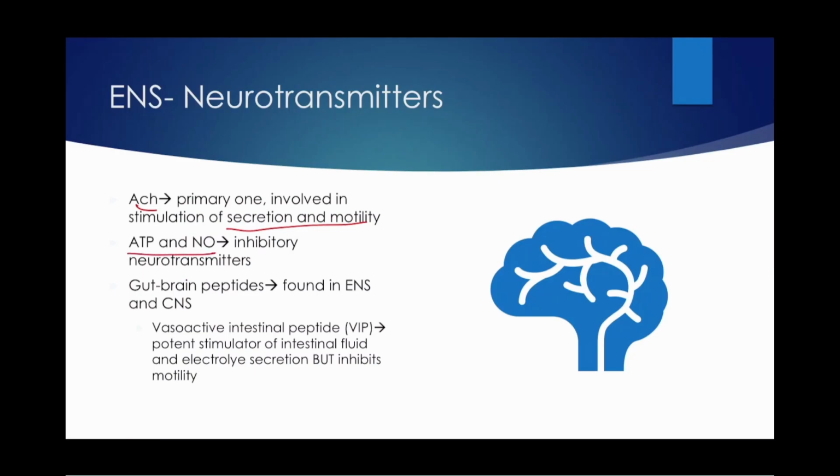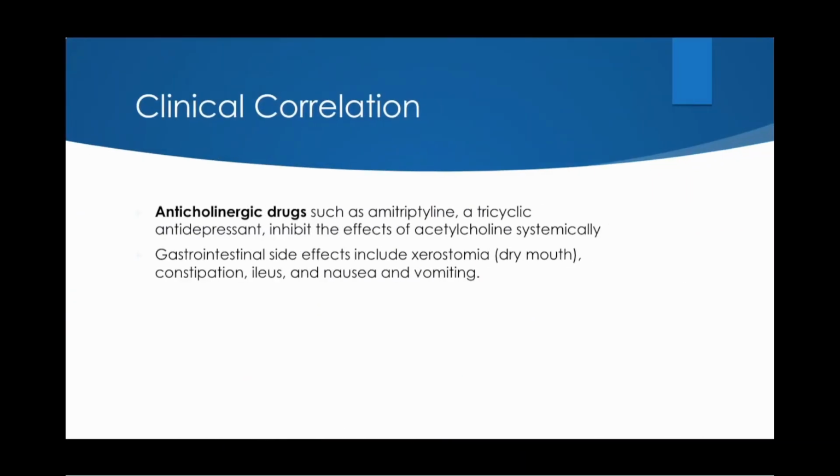ATP and nitric oxide are inhibitory in the GI tract. We also have these gut-brain peptides, and they're found in the enteric nervous system and the central nervous system. One of the big ones is vasoactive intestinal peptide, or VIP. It is a potent stimulator of intestinal fluid and electrolyte secretion, but it inhibits motility so that you have more time for digestion to occur. So it slows things down so that we have time for absorption and digestion.